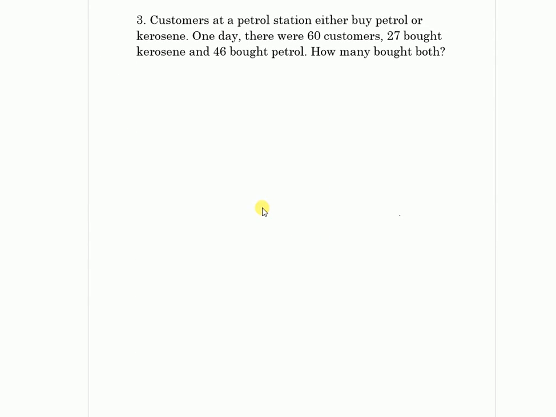Customers at a petrol station either buy petrol or kerosene. So if customers at this petrol station are either buying petrol or kerosene, it means the customers coming to this petrol station signify the universal set, the union set for petrol and kerosene. If K stands for kerosene and P means petrol, then the number of K union P is equal to 60.